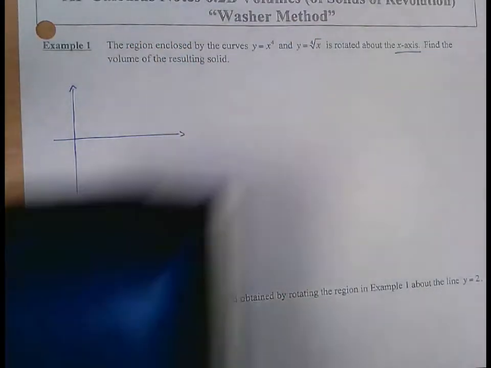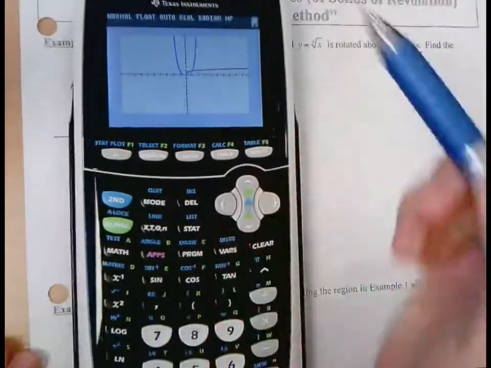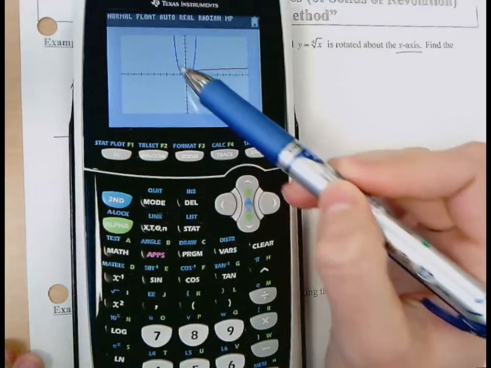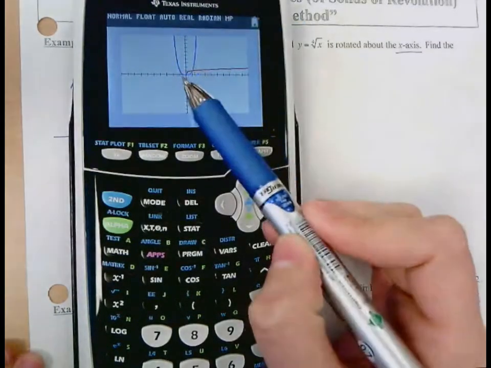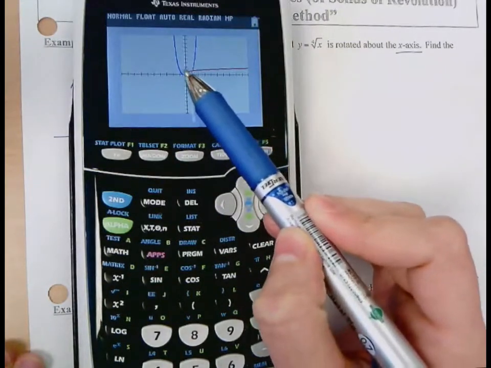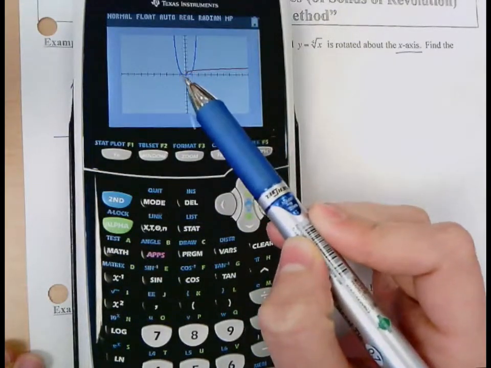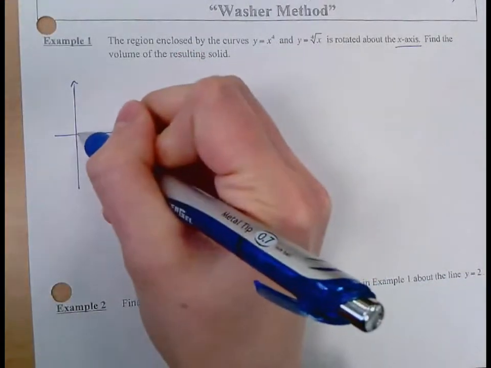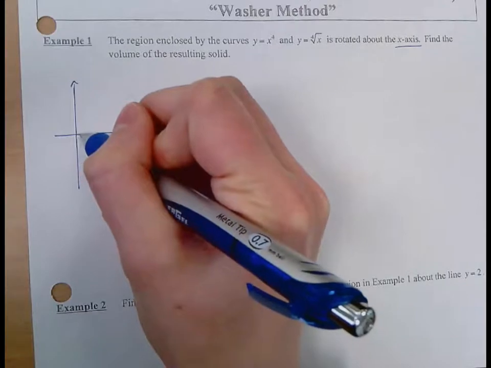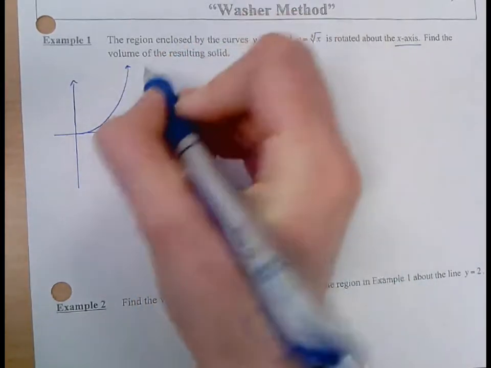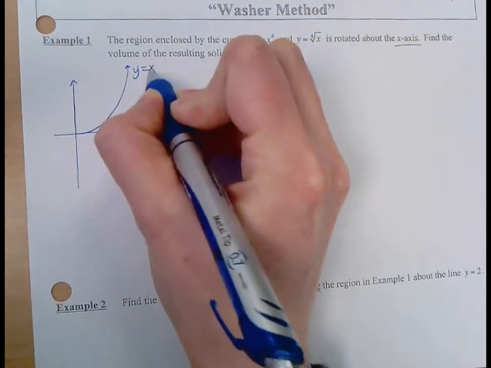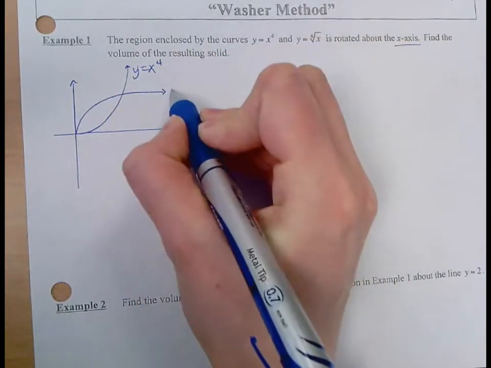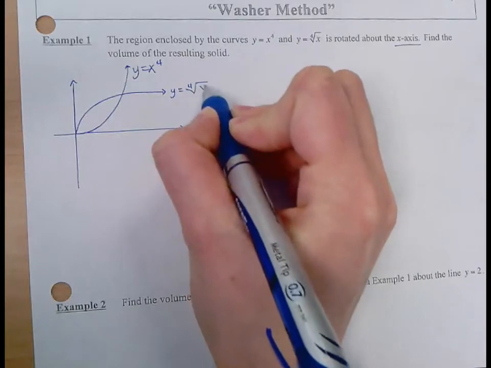As you can see if you graph this on your calculator, even though the x to the fourth graph is also in quadrant 2, the only part we're concerned about is the region bounded by them. It's this part right here in quadrant 1. So I don't even need to draw that other part. I'll just draw from x equals 0 on. This would be y equals x to the fourth, and this is y equals the fourth root of x.